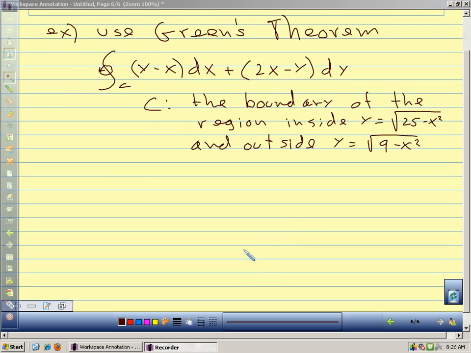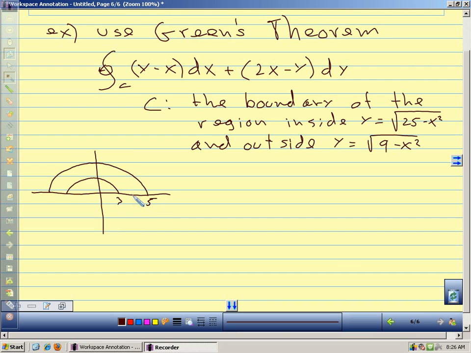Like I suggested when we did double integrals, I always suggest when we're using Green's theorem, sketch your region. So let's sketch this. What's inside the square root of 25 minus x squared? What is that? A circle. So we have a circle like so. And outside y equals square root of 9 minus x squared, we have another circle, radius 3. So our region is going to look like this, here at 3 and 5. So there's our boundary.